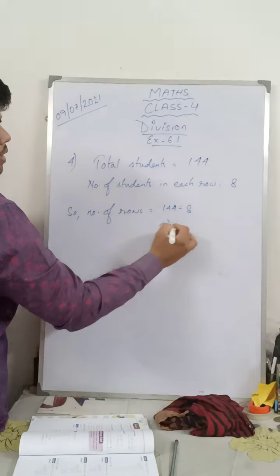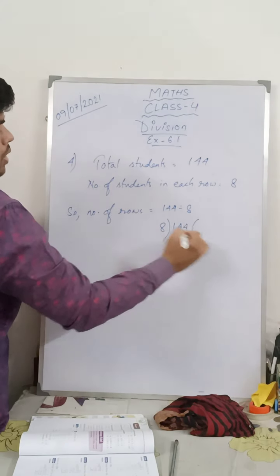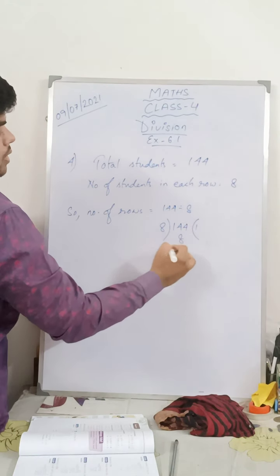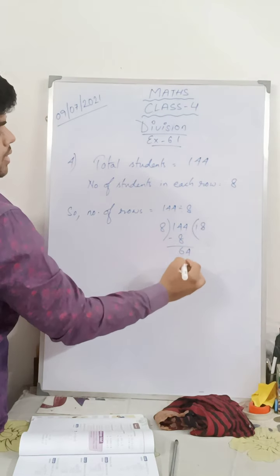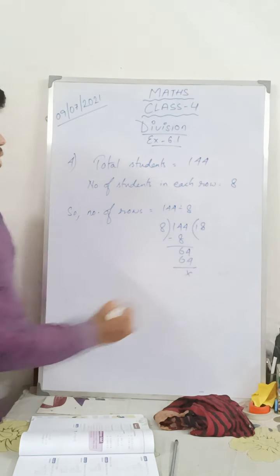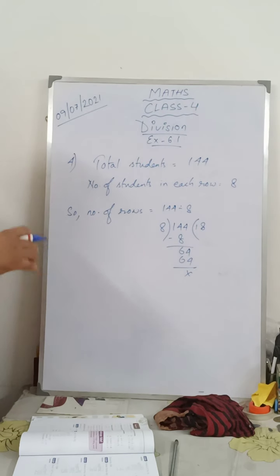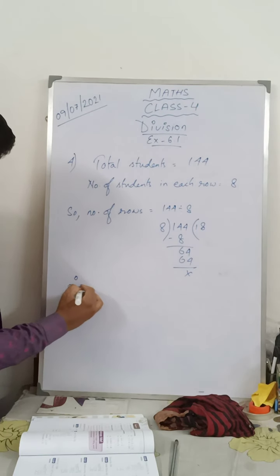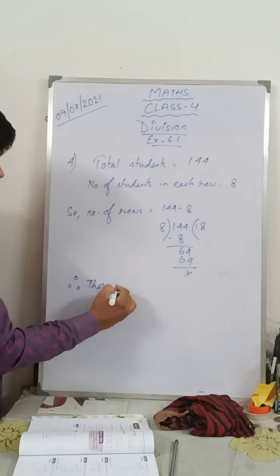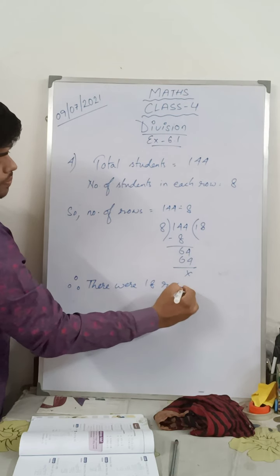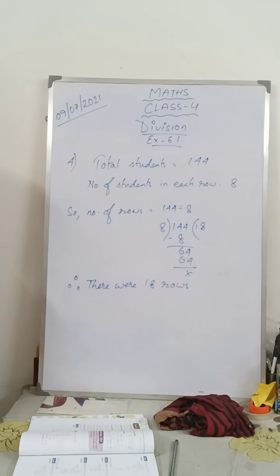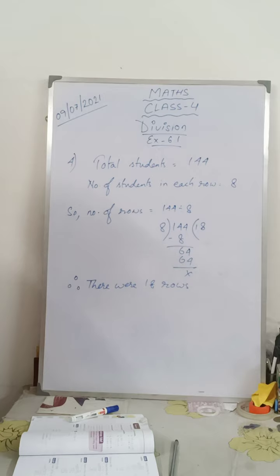Now let us divide. 8 ones are 8. When you subtract, you will get 6 and here 4. 8 8s are 64. So there were how many rows? There were 18 rows. So please copy this down, children. I will be doing the next question.